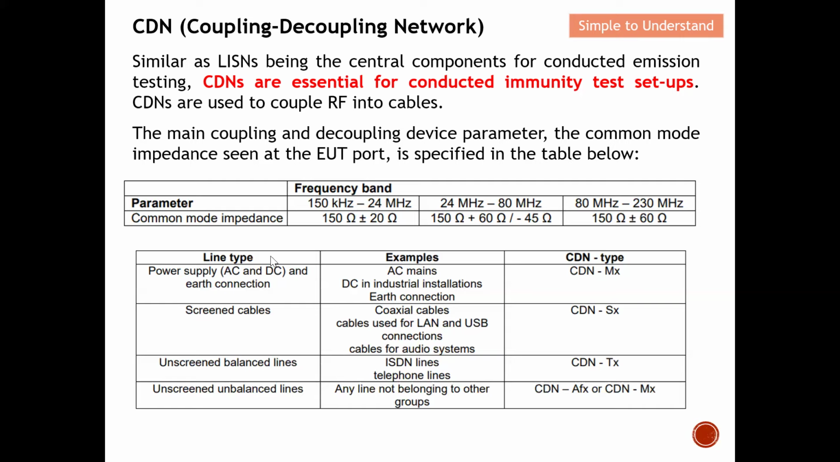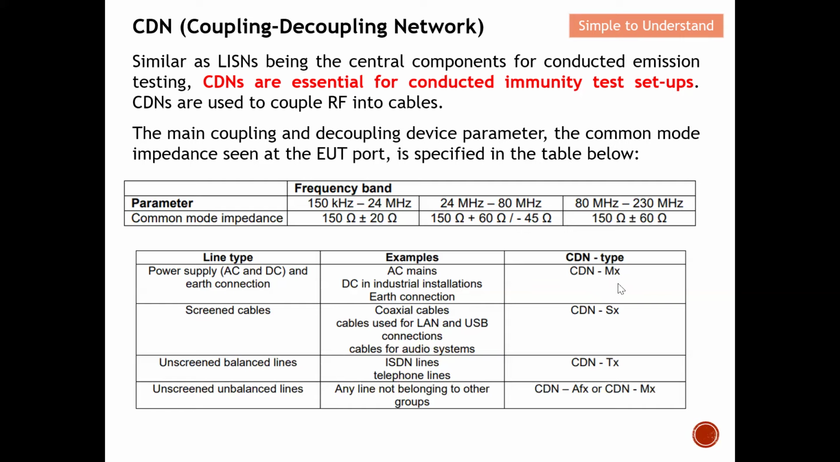There are also various forms of CDN. For example, these are the typical AC power supply or DC power supply, with earth connection, etc. We have the M1 CDN, M2, and M3. M1, if I don't remember wrongly, is for a simple power supply that doesn't have the earth. So you have the supply and you have the return. This is called the M1.